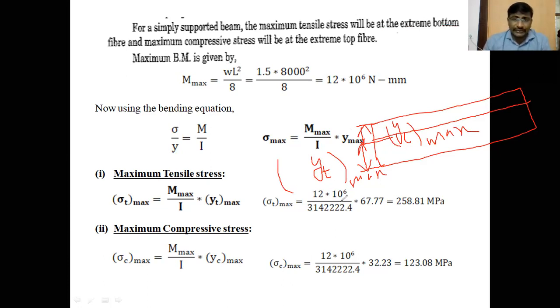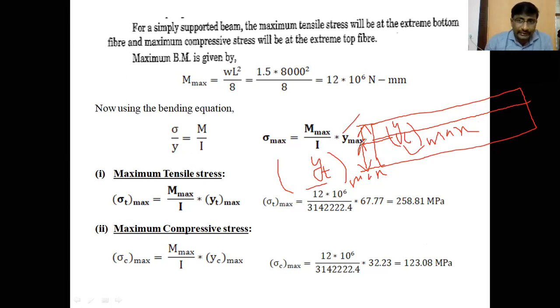For an unsymmetric section, we should take yt maximum and yc maximum in place of y maximum. If it is a symmetric section, yt maximum and yc maximum are equal, both at the same distance from the neutral axis. That's why we have been taking y maximum till now. But for an unsymmetric section, both are different distances from the neutral axis.